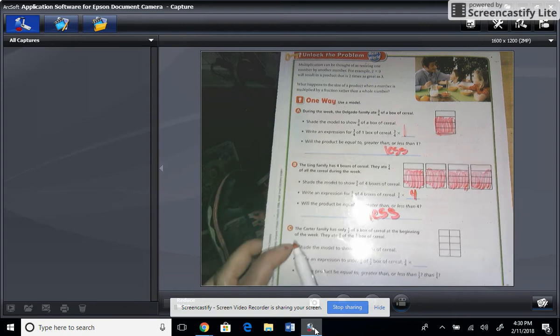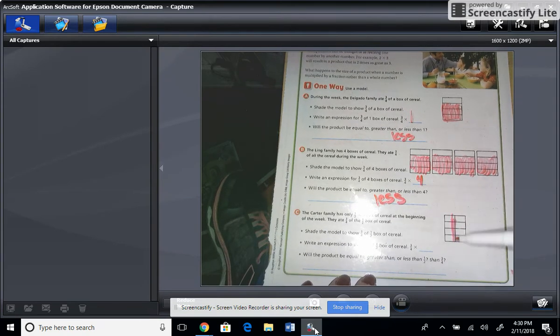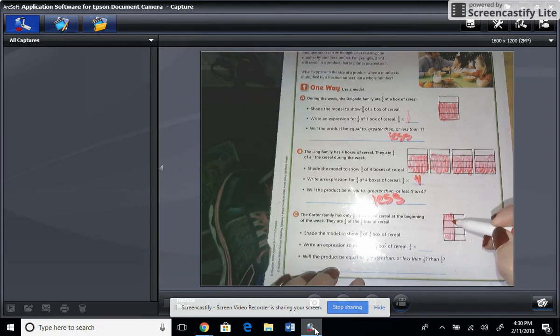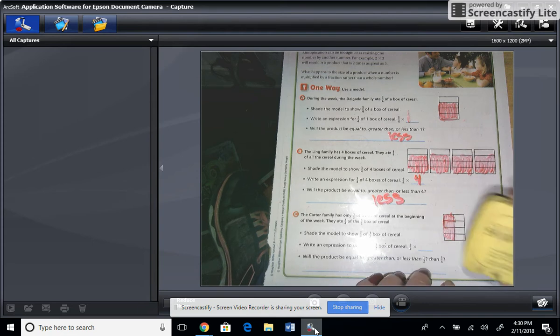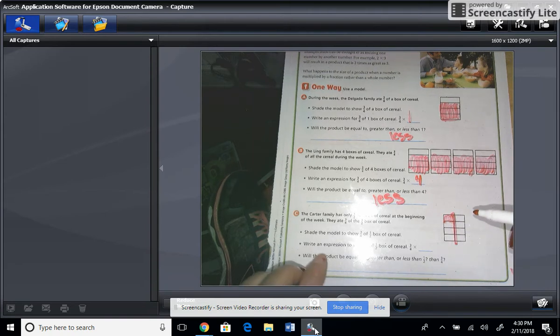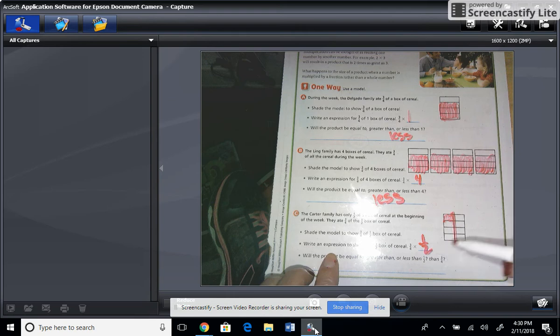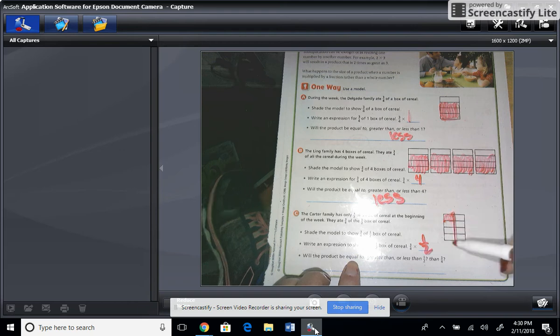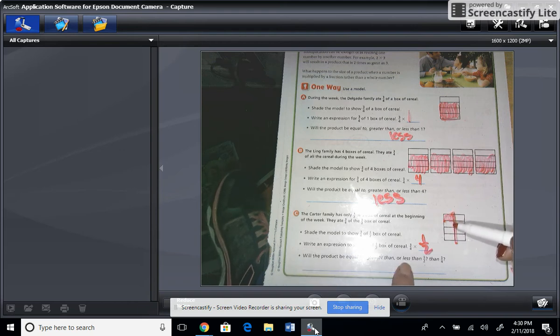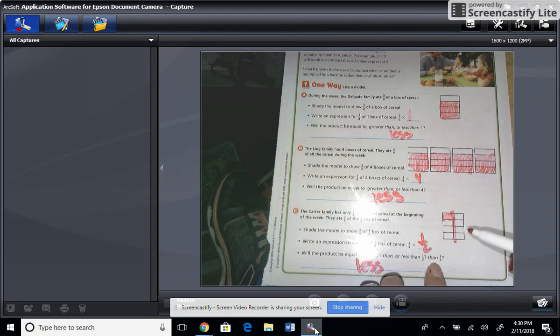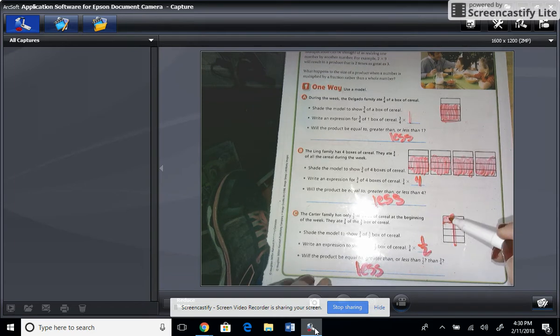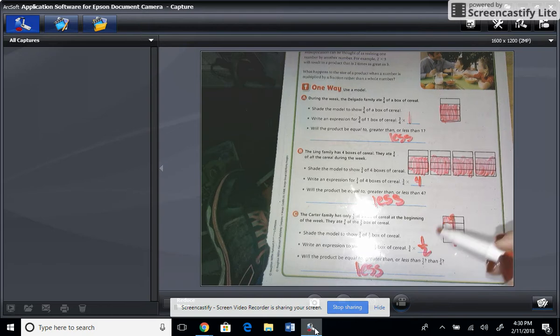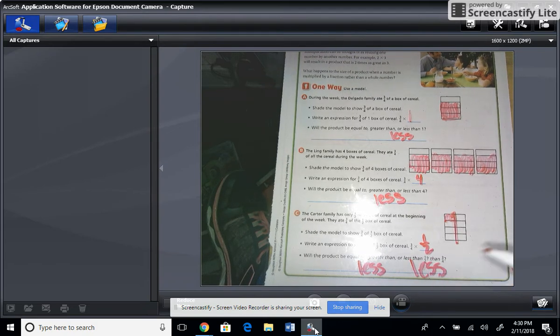The Carter family only eats a half a box, so they only started off with this half box. Well, when it came time to eat it, they ate 3/4. So they cut this into parts, and what they ate was 3 of those. So 3/4 times 1/2. Will the product equal a half? No. Greater than a half? No. Less than? Yes. Then 3/4? It's not equal to 3/4, it's not greater than 3/4. It's less than 3/4.